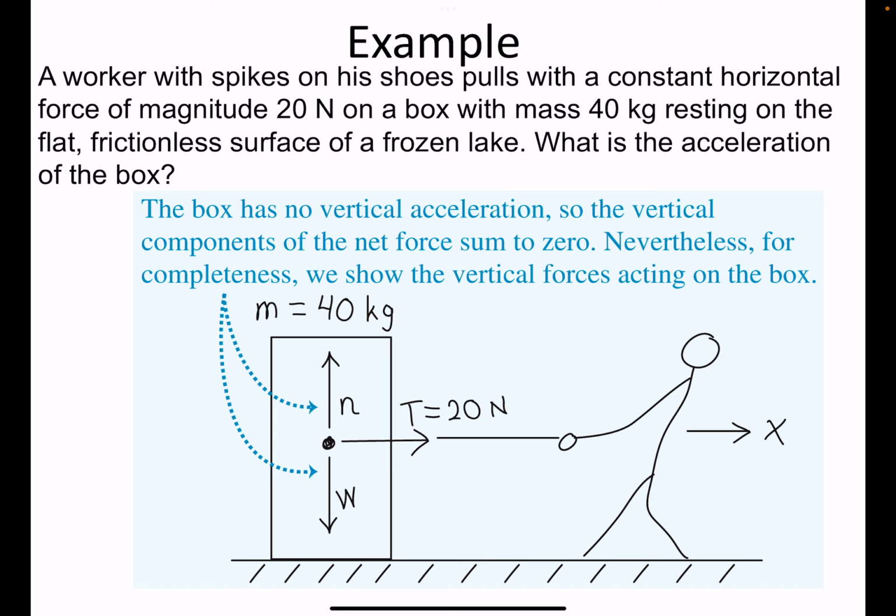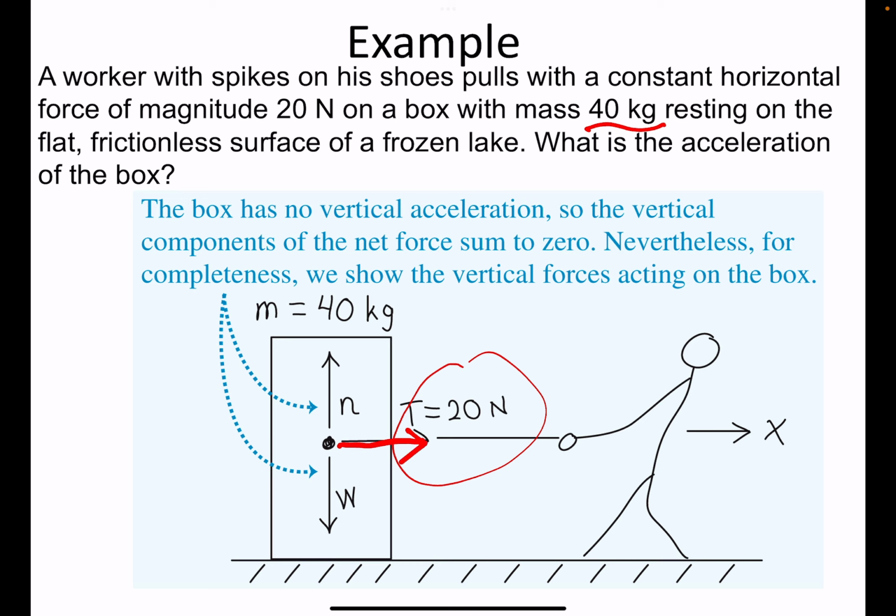The second example: a worker with spikes on his shoes pulls with a constant horizontal force of magnitude 20 Newton on a box with mass 40 kilogram resting on a flat frictionless surface of a frozen lake. What's the acceleration of the box? So we need to draw a free body diagram as well. Fortunately, it looks like the problem already drew it for us.